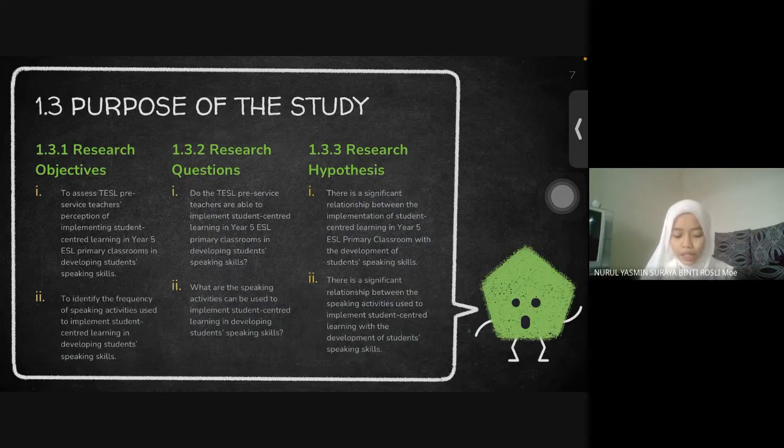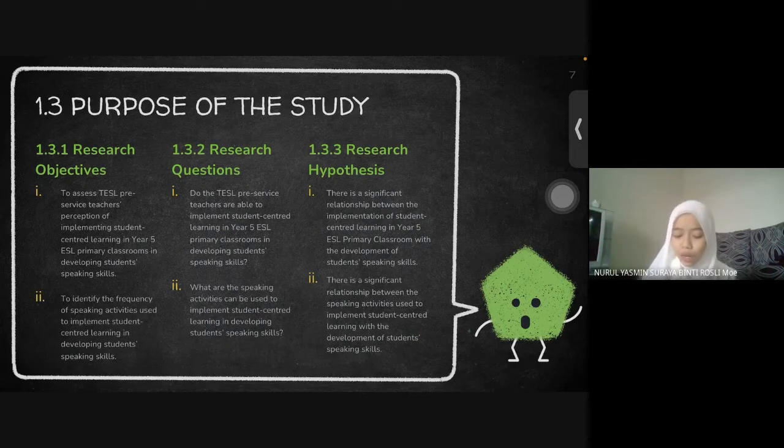And the second one is to identify the frequency of speaking activities used to implement student-centered learning in developing students' speaking skills. And the research questions are two research questions. The first one is: are the TESL pre-service teachers able to implement student-centered learning in Year 5 ESL primary classroom in developing students' speaking skills?